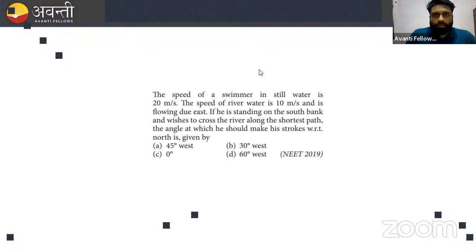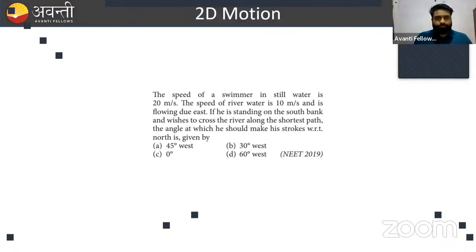Okay. So here we have this question. The speed of the swimmer in still water is 20 meter per second. The speed of the river water is 10 meter per second and is flowing due east. If he is standing on the south bank and wishes to cross the river along the shortest path, the angle at which he should make his strokes with respect to north is given by. So firstly, we will write the given terms.